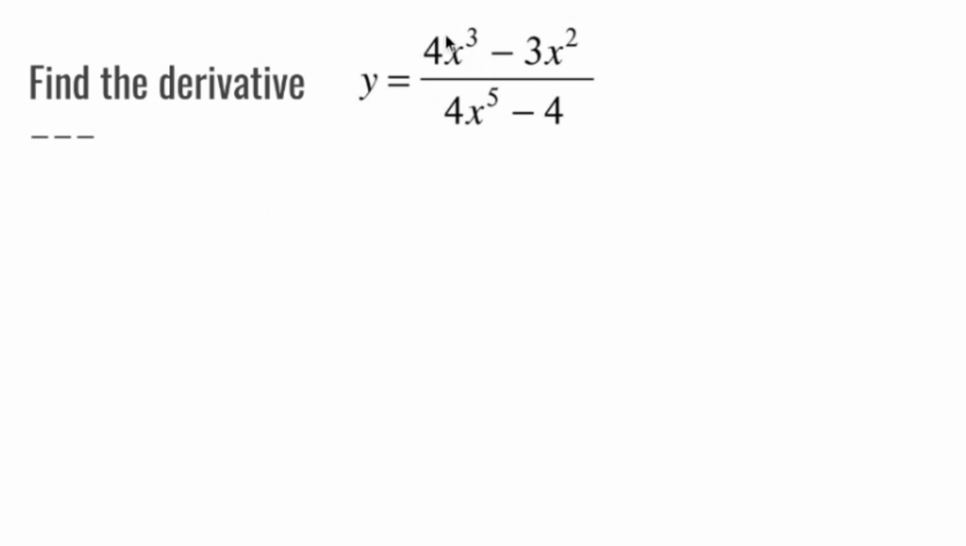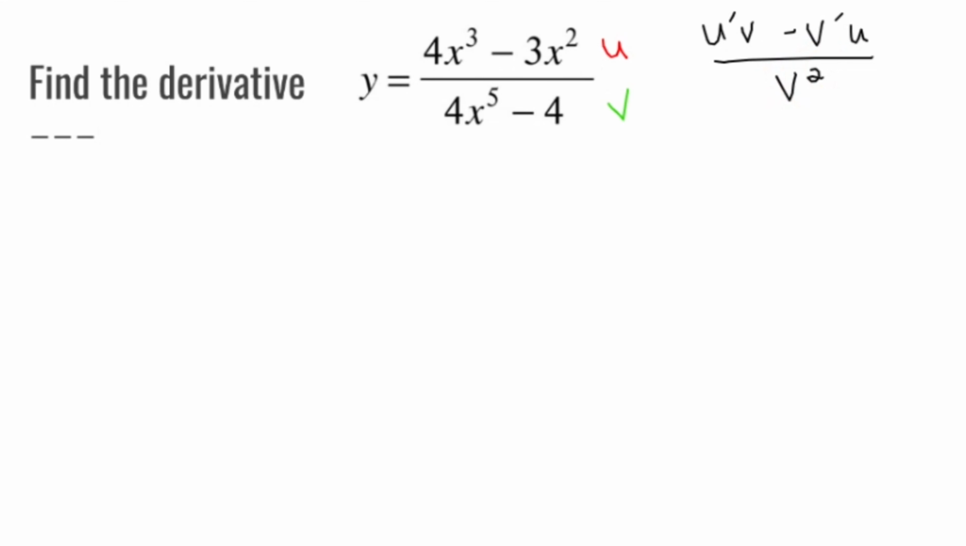Find the derivative of y equals a polynomial divided by a polynomial. Well, if you have a polynomial divided by a polynomial, the best thing to do is use good old quotient rule. What's quotient rule? Well, you label the numerator u, you label the denominator v, and do u prime v minus v prime u over v squared.